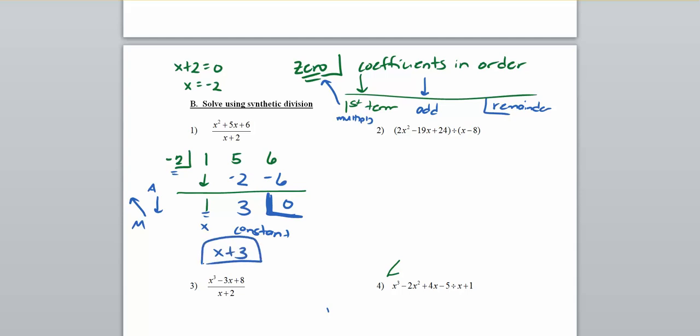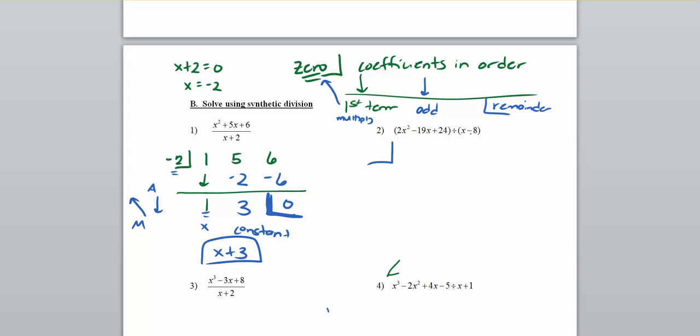Another way we teach it is if you have an x squared, your answer is going to be 1 degree less. So if I have x squared and I'm using synthetic division, my answer is going to start with a linear term, so start with an x. All right, let's try number 2, and I promise this will be easier.